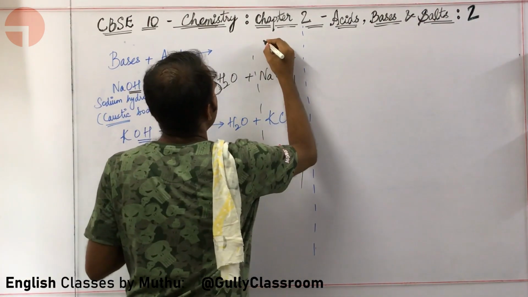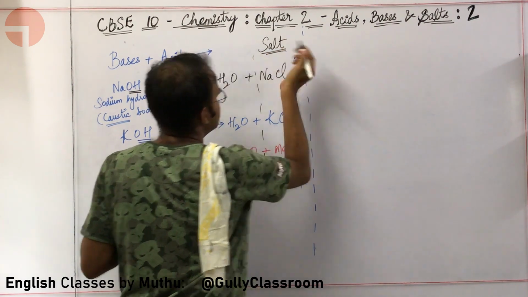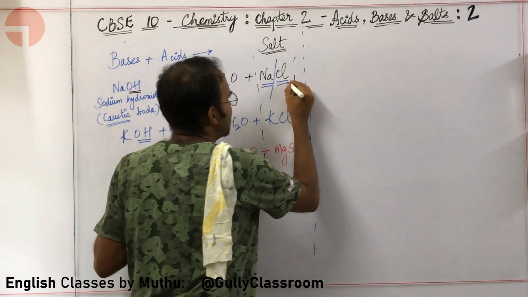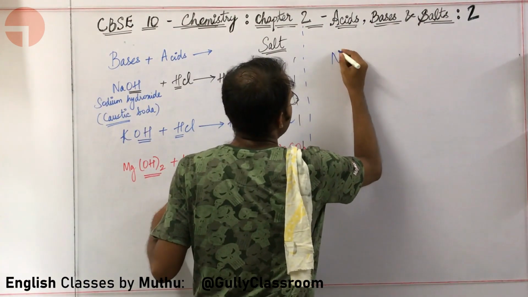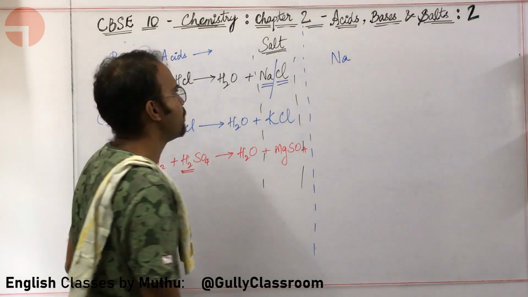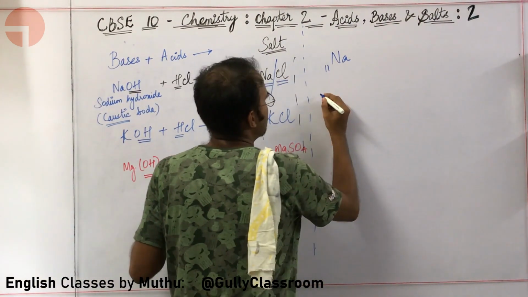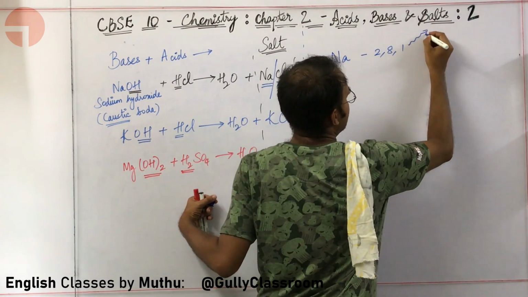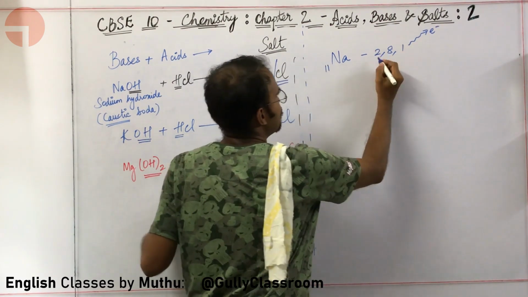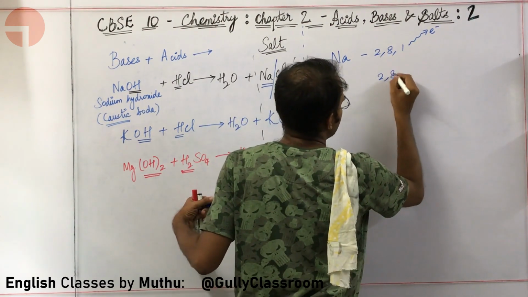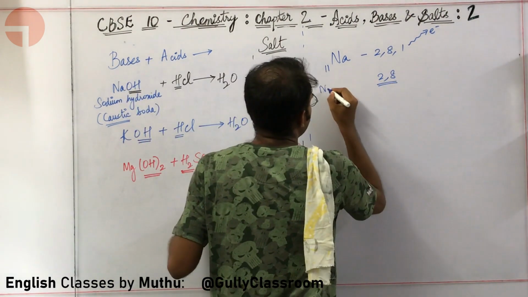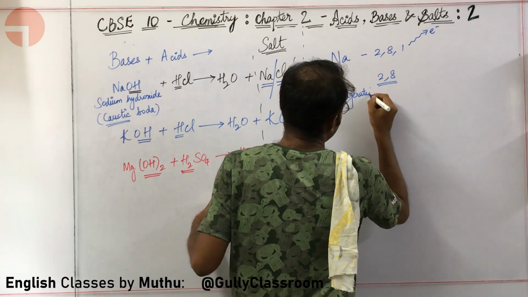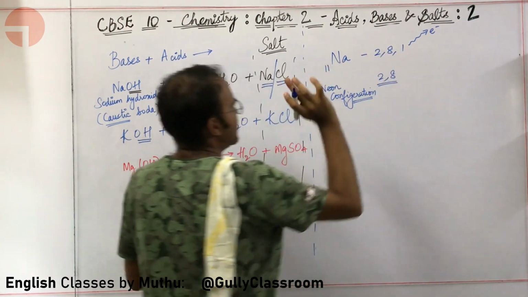Sir, what is a salt? Salt is nothing but a combination of a positive ion and a negative ion. Here the positive ion is sodium. Why is sodium forming a positive ion? Sodium, atomic number 11, electronic configuration is 2, 8, 1. It will easily lose this one electron in order to form neon configuration, 2, 8.